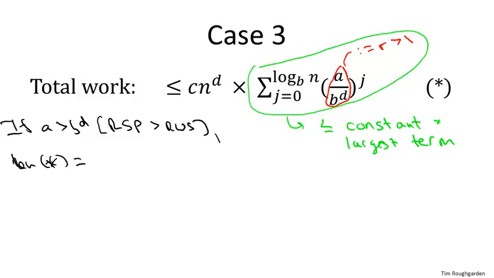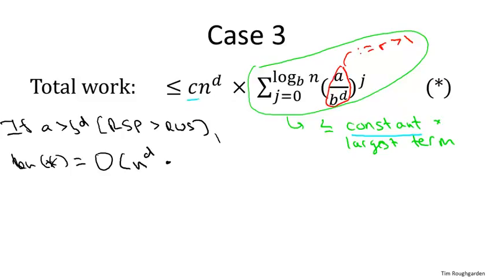I'm going to write it in terms of big O notation, and like on the last slide, I'll use it to suppress 2 different constants. On the one hand, I'm going to be suppressing the constant c, which we inherited way back when from the original recurrence. And on the other hand, I'm going to use it to also suppress this constant that comes from the basic sums fact. So ignoring those 2 constants, what do we have left? We have n to the d times the largest term of the sum.